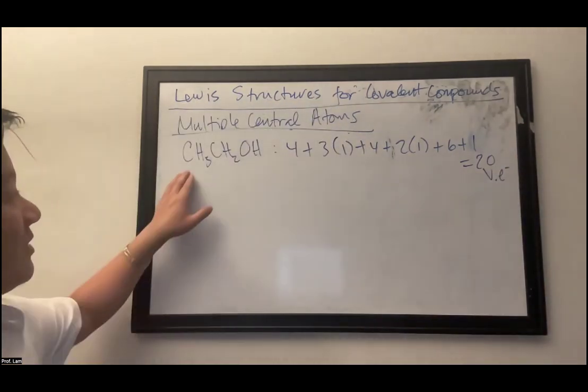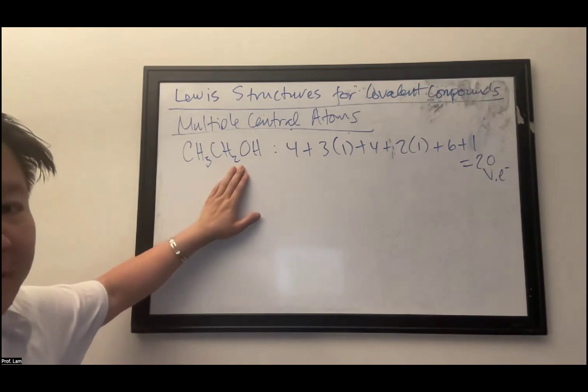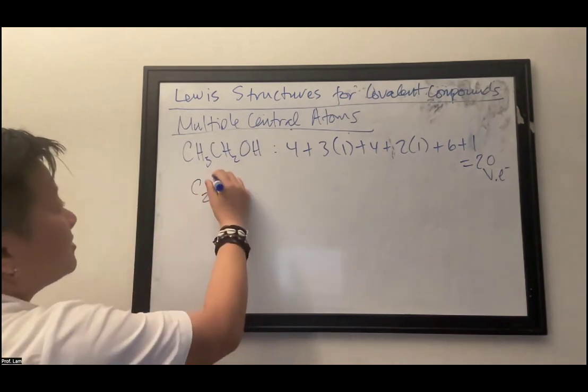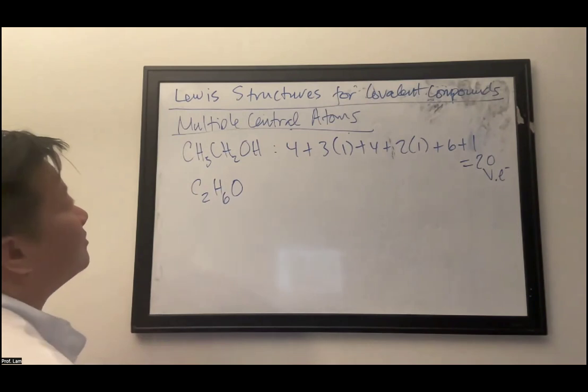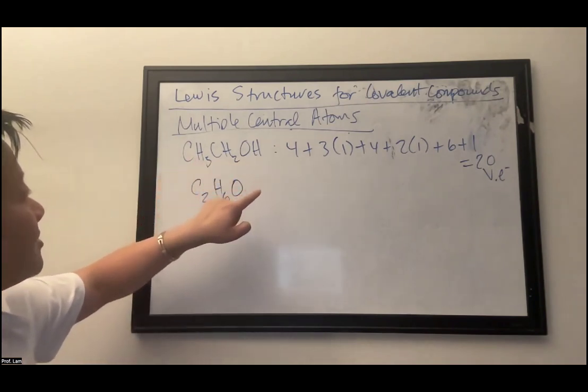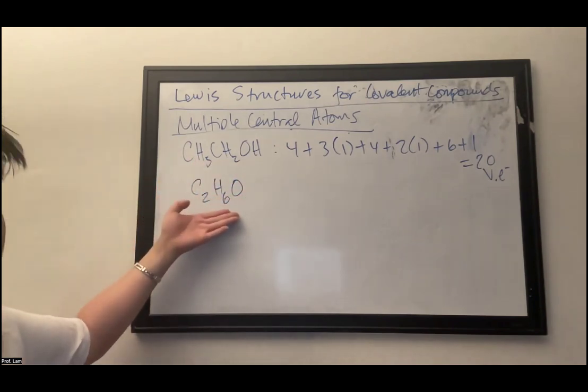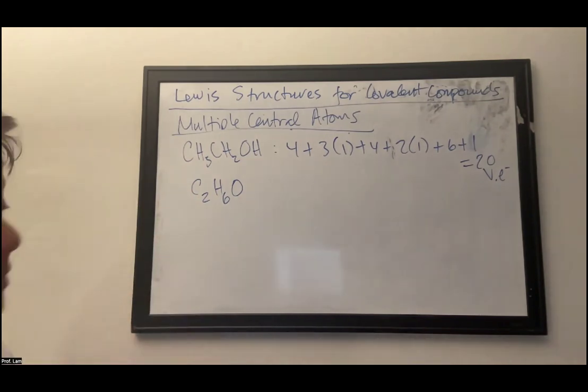Okay. Again, you see that it's spelled out like this, right? It could have been written as C2H6O, but now it's like, I don't know what's connected to what. So when you see it written out like that, use it.